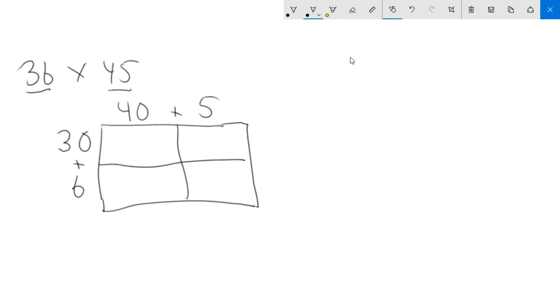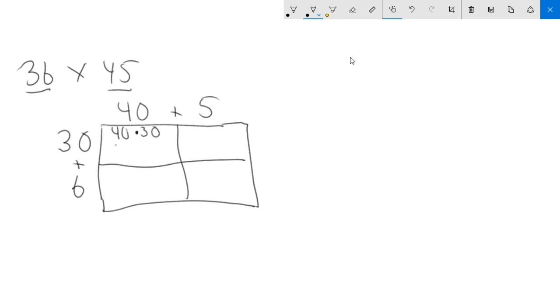So it works basically the same way that we did before. We have each of these little boxes. We're going to find the area of those by looking at the length and the width of each of these boxes. And then off to the side when we're done, we'll add up all these individual areas and it'll tell us the area of the whole thing, which is what 36 times 45 is. So in this first box, we would be doing 40 times 30. Notice how I used a slightly different multiplication symbol there.